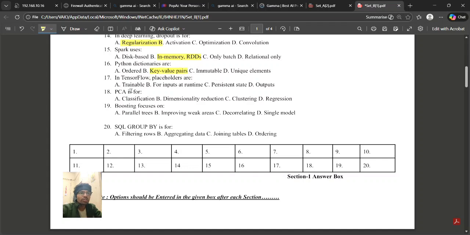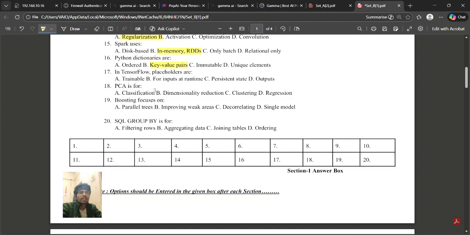Now let's go to question number 17. Question number 17 is all about TensorFlow placeholder. TensorFlow placeholders are inputs at runtime. They are like empty boxes that you fill with actual data when you run your model. They are not trainable like variables and they don't maintain persistent state. So the answer is B, input at runtime.